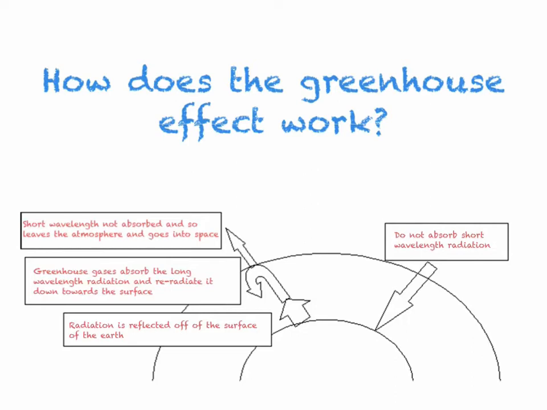The greenhouse effect is a naturally occurring process. However, human impact is affecting it. As human activity releases more greenhouse gases, the amount of the greenhouse effect increases. Therefore, the surface temperature will also increase.